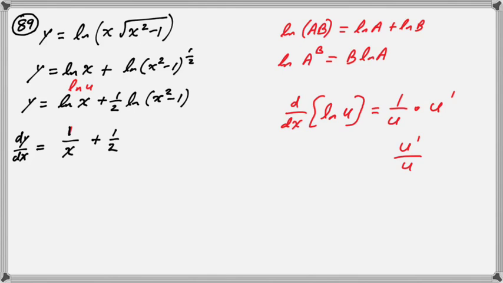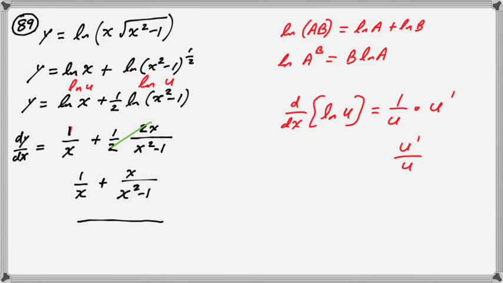Can anybody do u prime over u for this one? U is the bottom. U is x squared minus 1, right? What's u prime? What's the derivative of x squared minus 1? 2x, which very conveniently allows you to cancel those 2's. So you get 1 over x plus x over x squared minus 1.